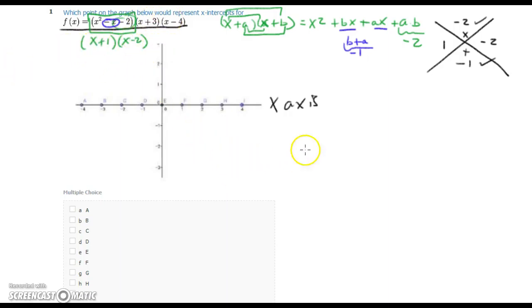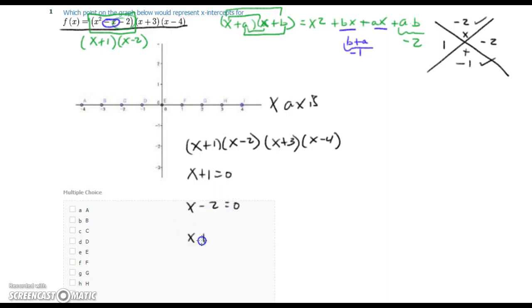I'm going to write them all out here. x plus 1 is my first factor. Then I've got x minus 2 is my second factor. Then I have x plus 3 is my third factor. And I have x minus 4 is my last factor. Each of these can be set to 0, which will identify what our x-intercepts are. So x plus 1 needs to equal 0. x minus 2 needs to equal 0. x plus 3 needs to equal 0. And x minus 4 needs to equal 0.